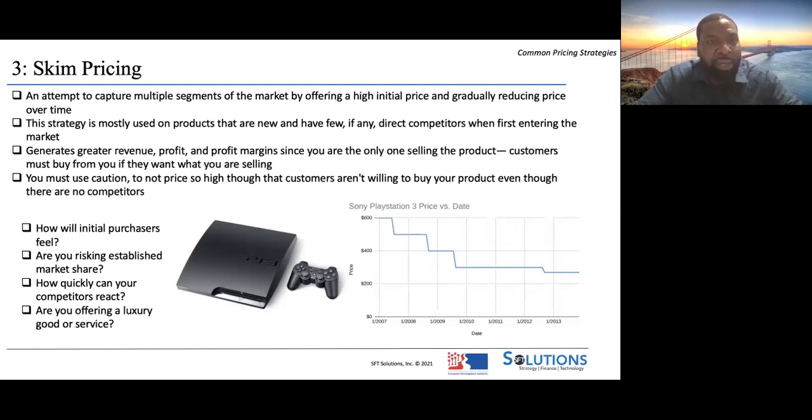Some of the things you want to think about with this pricing strategy is how are initial purchasers going to feel. They're going to be thrilled because they feel like they're in this club that no one yet is a part of. So it's a good way to reward your best customers. Then you also have to think about how quickly competitors can react. Is this something that someone can copy or will want to copy? And are you risking market share by letting your competitors see what you're doing and have time to mimic it?